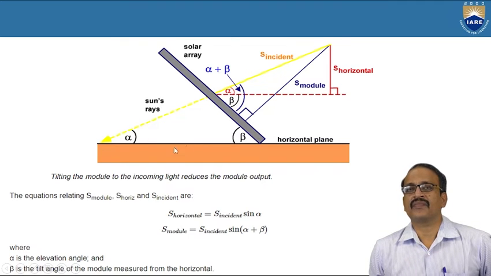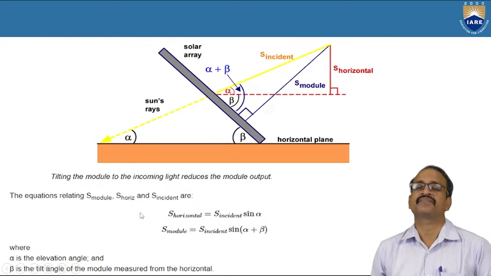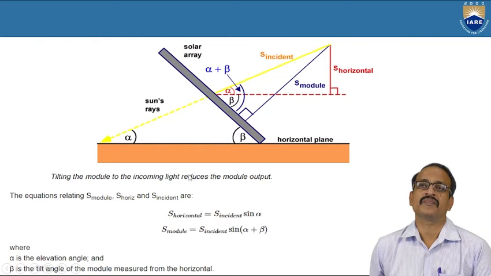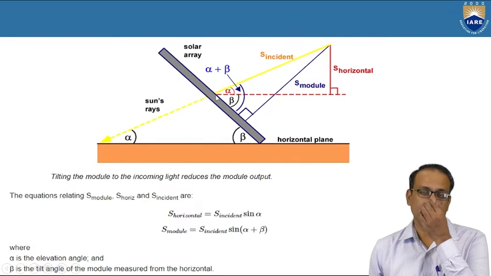So here, if you observe, these are the sun rays actually falling. This is the actual perpendicular line. This has to be there. This is the horizontal plane. This is the ray.